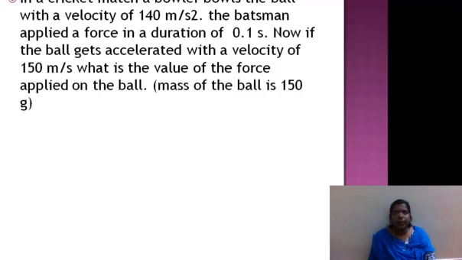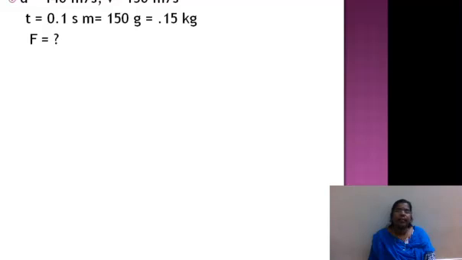You know, the mass of the ball is 150 gram, which is given here, and initial velocity is given as u is equal to 140 meter per second, v is equal to 150 meter per second, time is given, mass is given, and we are asked to find F. See, mass is 150 gram. So we have to convert this mass into kilogram. As we are using the SI system, we have to convert 150 gram into kilogram. So it is 0.15 kg.